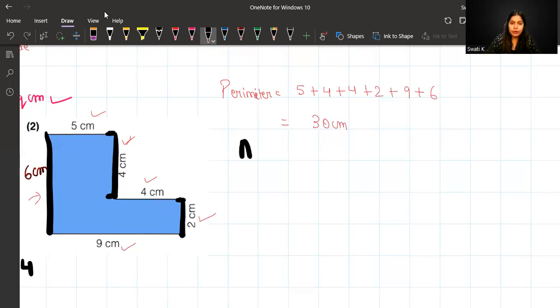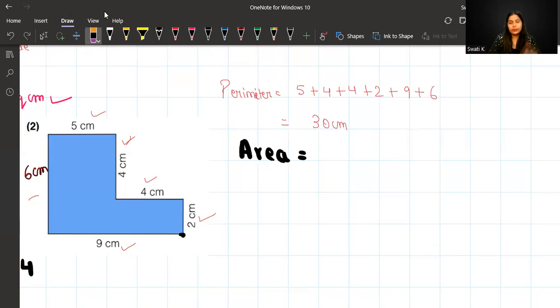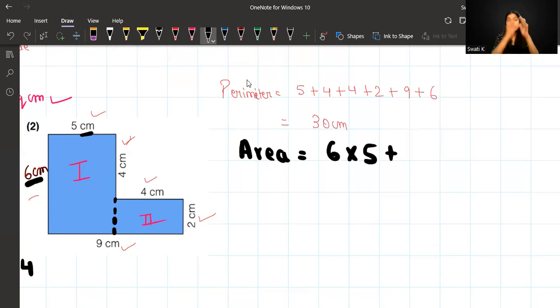So of course, for area, I'm going to do some construction here. I'm going to just make one line and you will have two shapes. So if I just do, let's say this, of course, you can see two rectangles, this one and this one. So talking about the first rectangle, of course, using the formula length into breadth, length is 6 and breadth is 5. So 6 into 5 plus, we have to find out the area of the entire shape, right?